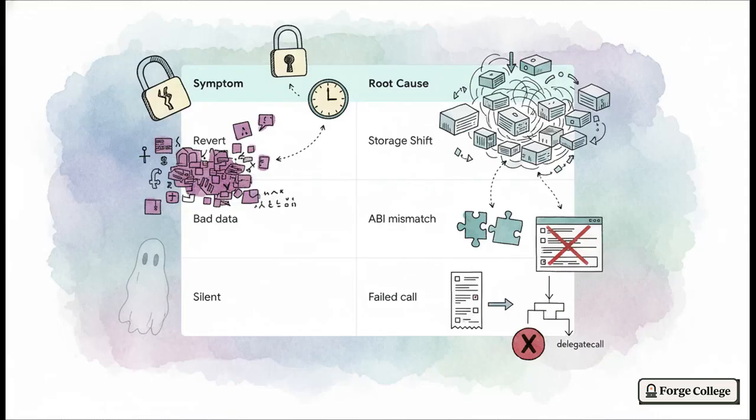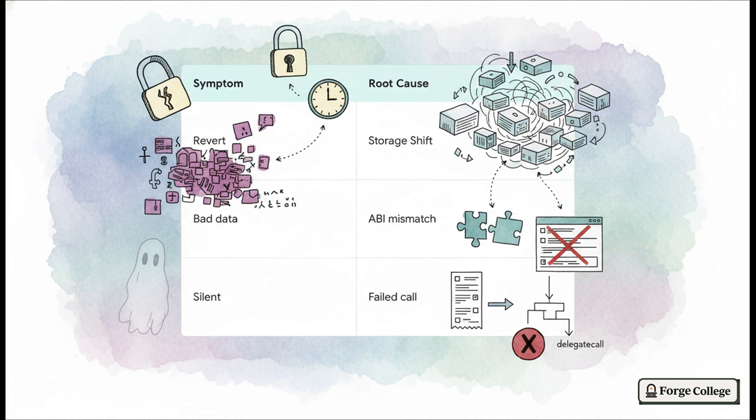To jumpstart that third step, hypothesize, we use a symptom matrix like this one. It's a real game changer. It maps the exact symptom directly to the likely root cause and tells you what to check immediately. For example, if your contract inexplicably reverts with a paused error, that's likely a storage layout shift. Your immediate checks should be reading those storage slots.